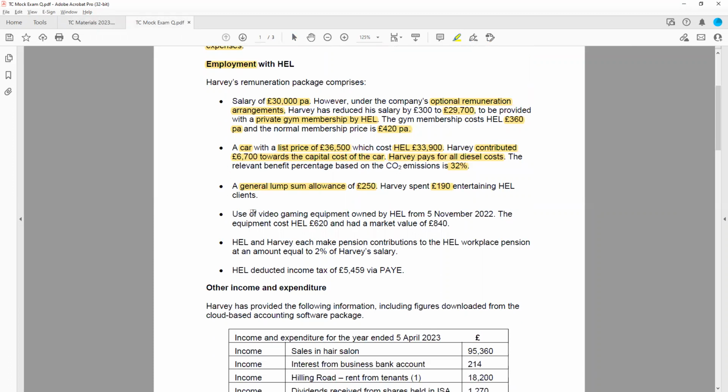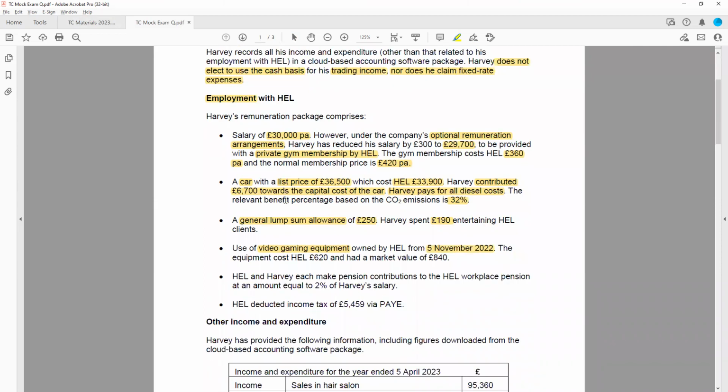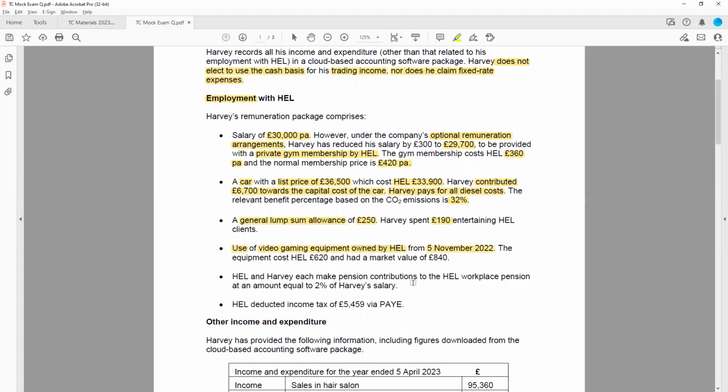So then the next one we've got is use of video gaming equipment owned by HEL from the 5th of November 22. So it seems as though all of these, he's been working there for several years. Presumably these are all for the full year amounts. We're not told about any months here, but here we've clearly got some prorating, and that's always something to look out for in the exam. So they've given him use of video gaming equipment, which is owned by the company. So the company's got an asset which is given to him for private use.